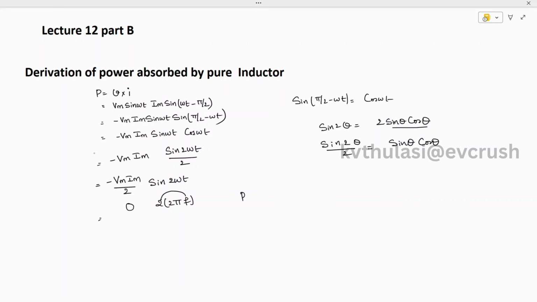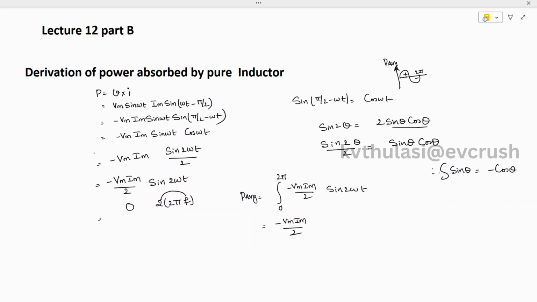The average power is the integral from 0 to 2 pi, a complete cycle that has a positive cycle and a negative cycle, and I am going to calculate the average power. So the average power is the integral from 0 to 2 pi of minus Vm Im by 2 into sin 2 omega t. We already know that the integral of sin theta is equal to minus cos theta.